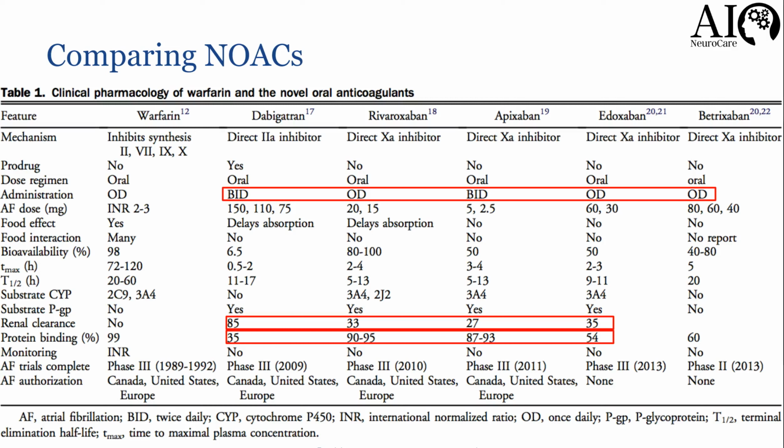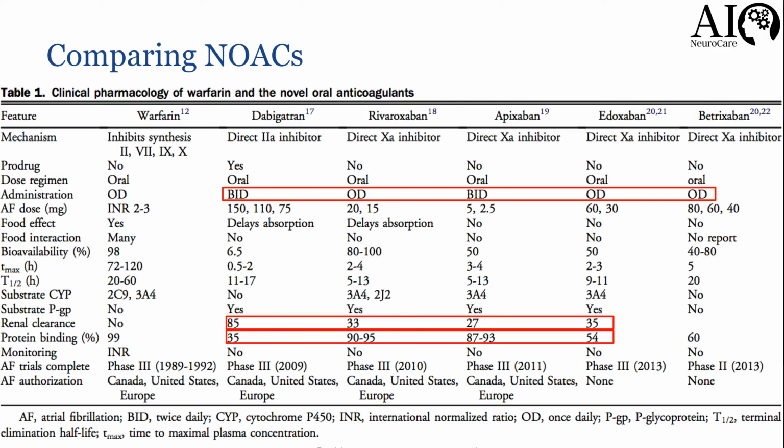Apixaban also has a higher protein binding. So when your intrinsic protein is lower, like in elderly situations, anyone above the age of 80, you should consider dropping the dose as well. So when you are prescribing, this is important to keep in mind. One of the things is the Tmax and T-half values, and as you can see, apixaban is 5 to 13 hours, and dabigatran is 11 to 17.